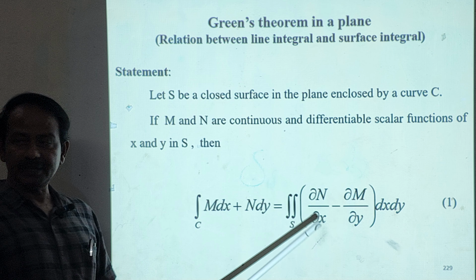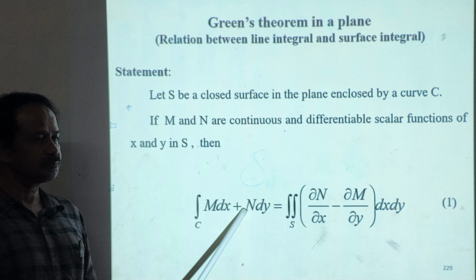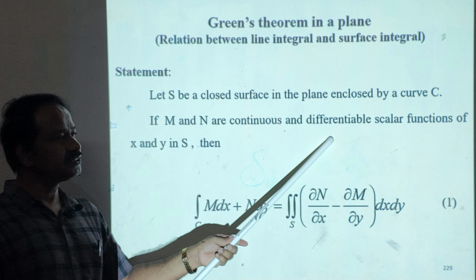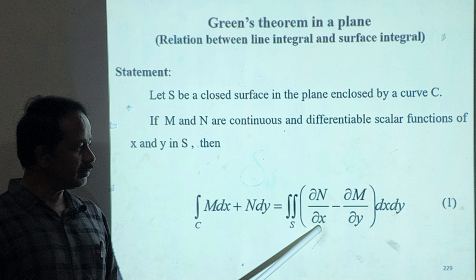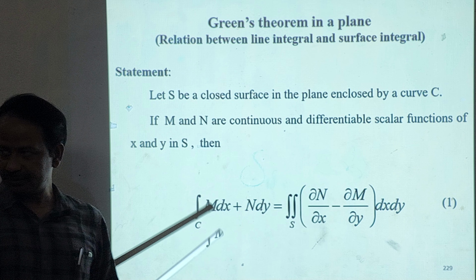And the statement of Green's theorem is like this. We have the line integral of M dx plus N dy, where M and N are continuous and differentiable scalar functions, which is equal to the double integral of (partial dN by dx minus partial dM by dy) dx dy. So this is the statement.